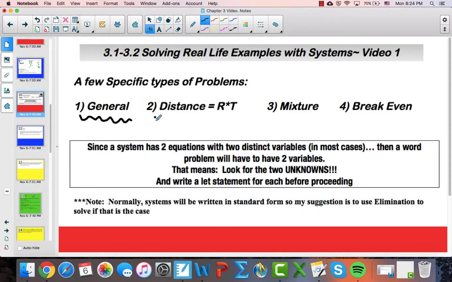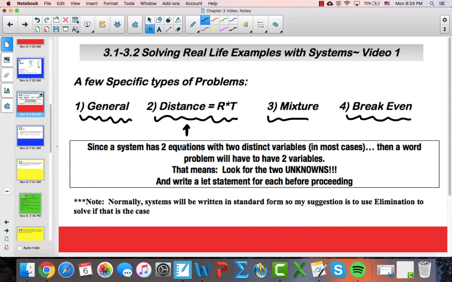We're also going to look at distance equals rate times time. These also are going to apply when you take physics. There are mixture problems, and then there are also break even problems, which involve an average rate of change. All right, but let's get to work.